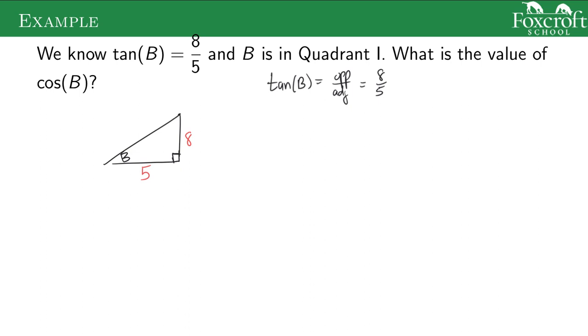I don't know the hypotenuse yet, so I can use the Pythagorean theorem to figure out that h squared equals 8 squared plus 5 squared. 64 plus 25 is, what is that, 89.